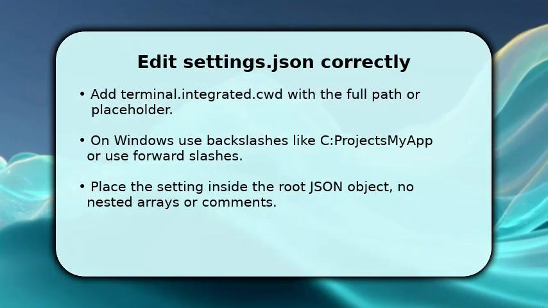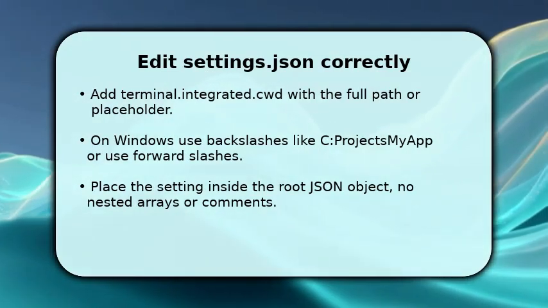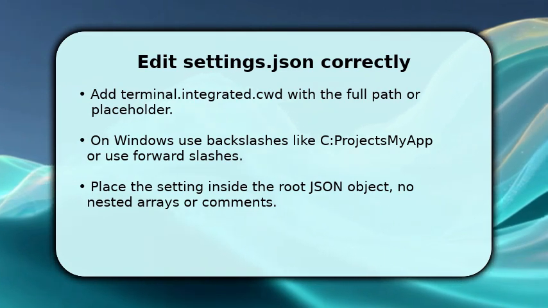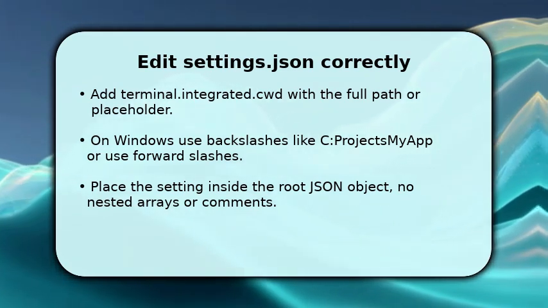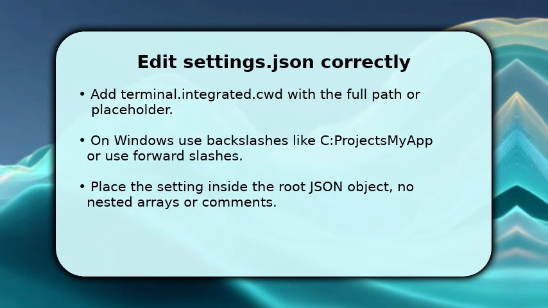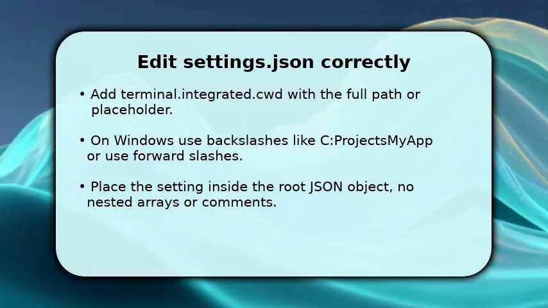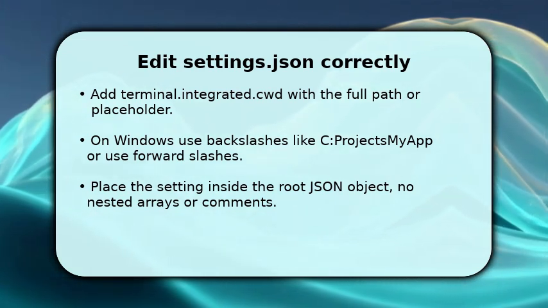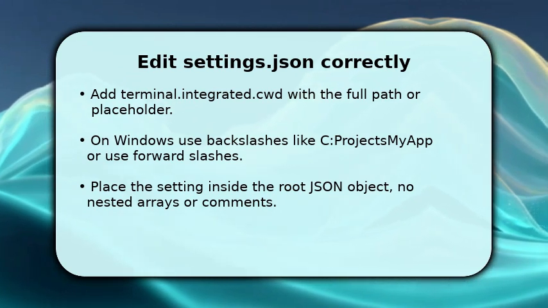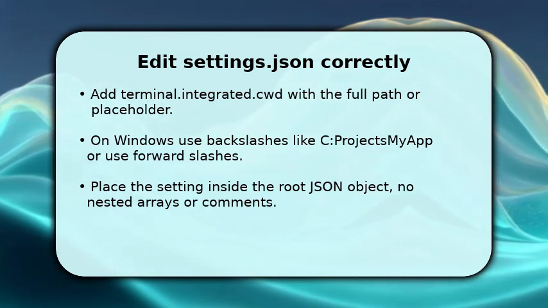Add terminal.integrated.cwd with the full path or placeholder to settings.json. Use an absolute path such as C:/projects/myapp or /home/user/projects/myapp, depending on your system. On Windows, use double backslashes when typing paths inside the JSON string.